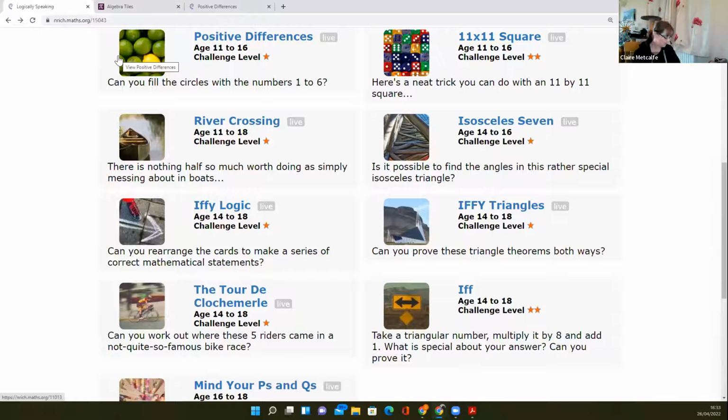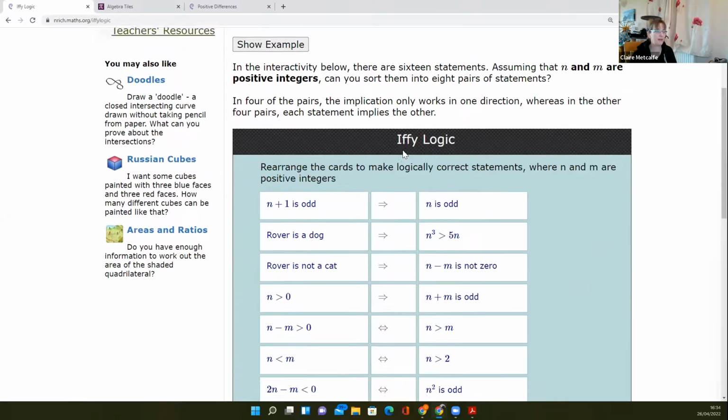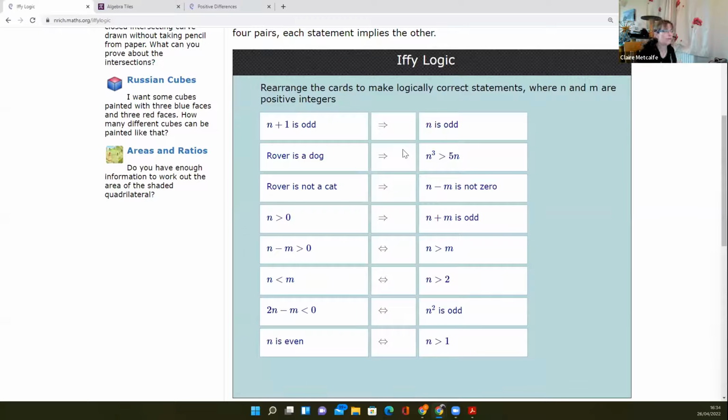Okay, I think there's probably one more problem really that we wanted to talk about today, which leads into a lot of these other problems, and that's Iffy Logic. So I've kind of hinted a bit about this already with Iffy Triangles. But this is about those symbols, if and only if. So in this question here, we've got 16 statements. We've got some connections, some if and only if connections. And the problem is, can you rearrange the cards to make all of these statements true?